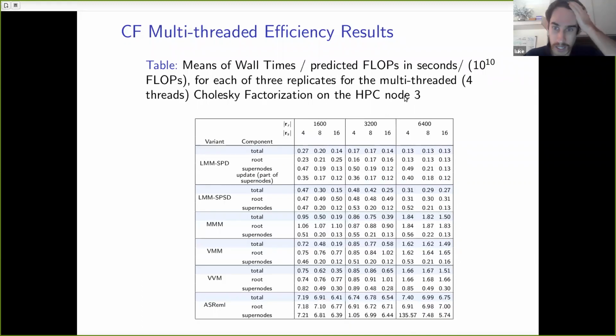Here's a multi-threaded table with 4 threads. It's very much the same. 4 threads is the number of cores on a standard laptop. That's why I chose this. It's not that different. The rankings of the variants are the same as before.